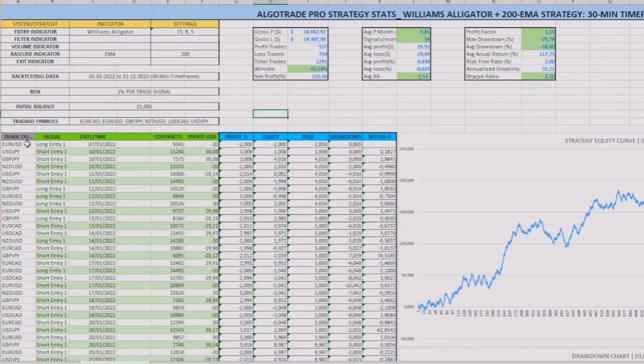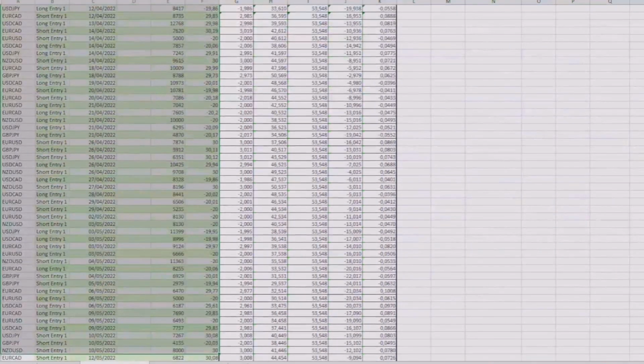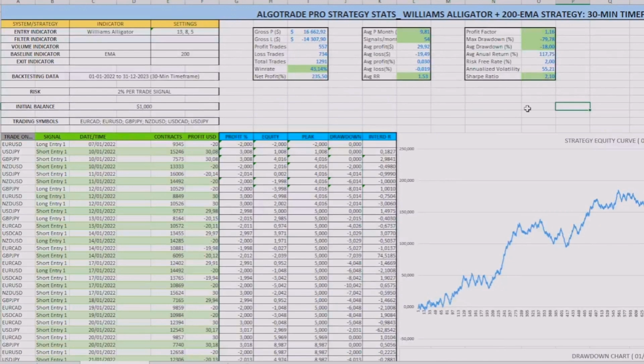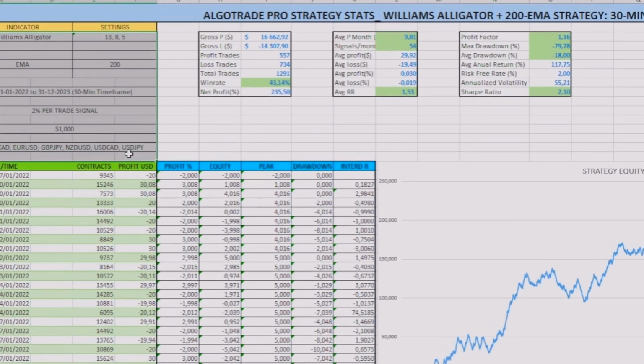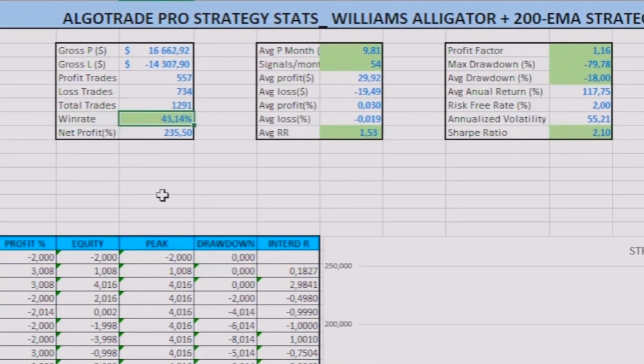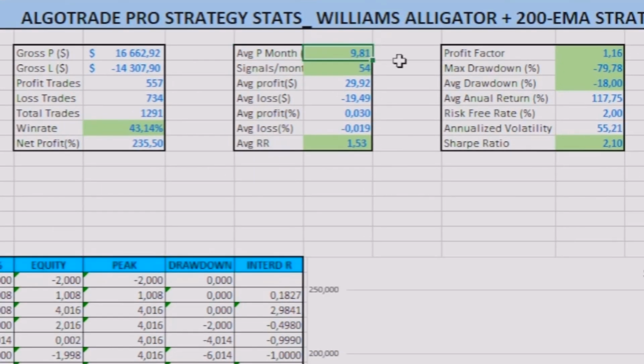And here we have the results of this alligator strategy from the backtest I have just performed. After analyzing almost 1,300 trades, we can see that in these conditions, the win rate of this strategy was about 43.14% and it had a net profit of 235%, or an average monthly profit of 10%. It had a profit factor of 1.16, an average drawdown of 18% and a Sharpe ratio of 2.1.